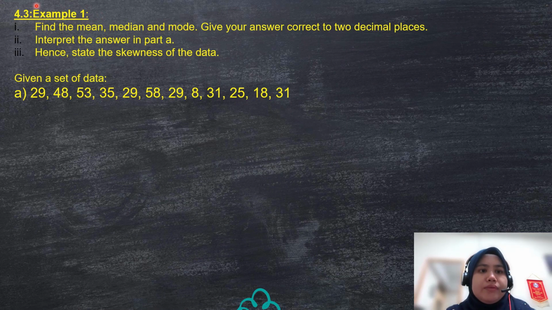Alright, so let's look at 4.3, example 1. What do we have in the question? Number 1, find the mean, median, and mode. Give your answer correct to 2 decimal places. Interpret the answer in part A and hence state the skewness of the data. For question A, given a set of data, we have 29, 48, 53, 35, 29, 58, 29, 8, 31, 25, 18, and 31. This is raw data.